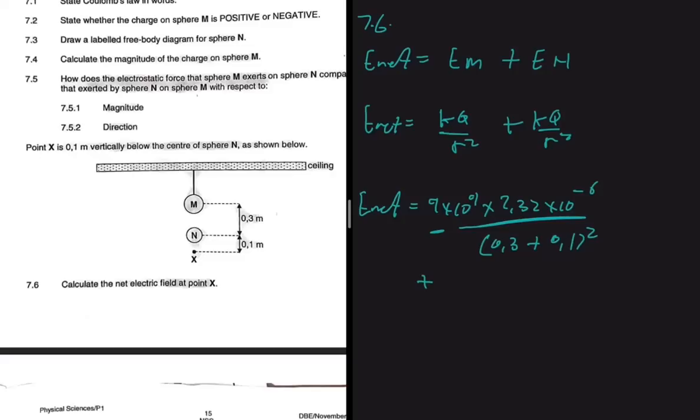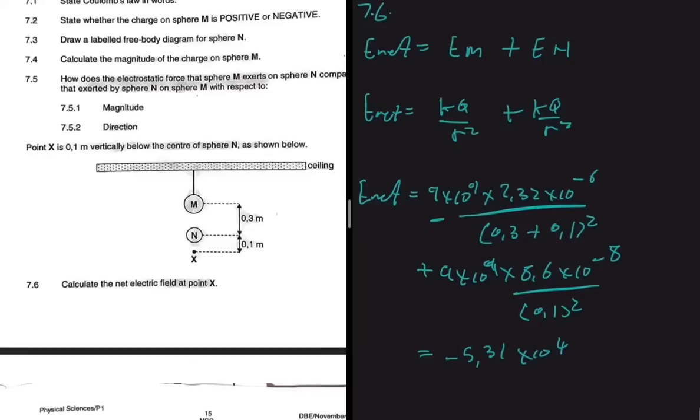So if we go ahead with that idea, we're going to have plus 9 times 10 to the 9, now we're talking about the electric field due to sphere N, multiplied by 8.6 times 10 to the minus 8, everything divided by the distance between N and X. So that is 0.1, so we have 0.1 squared. And if you put this in your calculator, you should get minus 5.31 times 10 to the 4, right? Assuming that I'm not making any mistakes with putting that in the calculator.